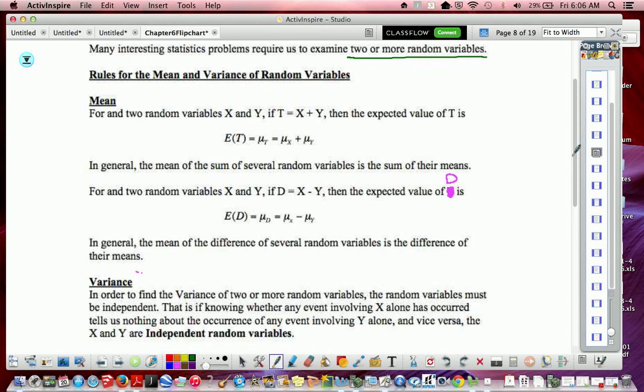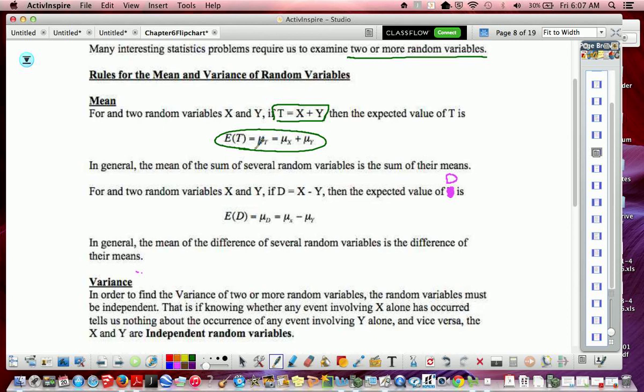The rules for the means are pretty basic, simple, straightforward and logical. If you're combining two random variables by addition, the total would equal combining the random variable X and the random variable Y. To find the new mean, if you want to call it T, you simply add the means together. Whether you have two, three, or 10 random variables that you're adding, you would just simply add the means.